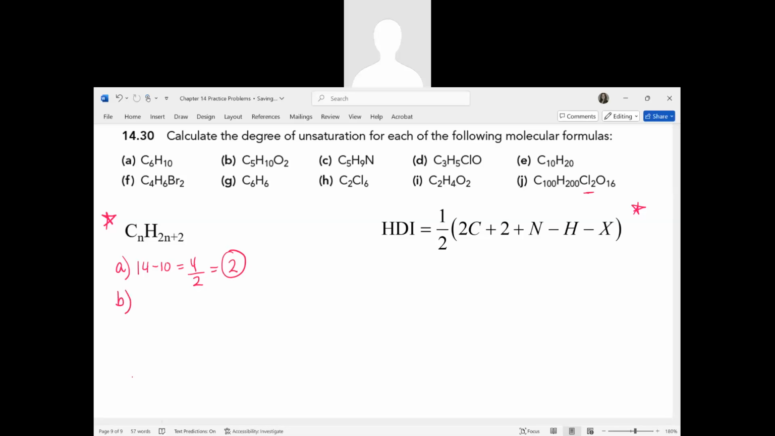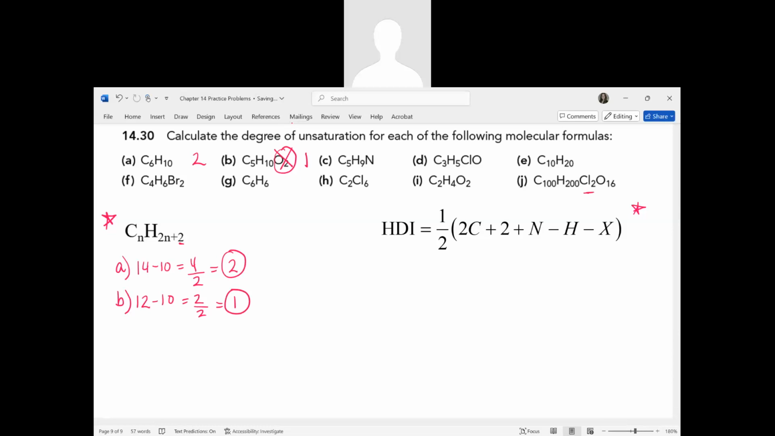We can do something similar. We have oxygen now, but if you recall, oxygen will not affect the number of hydrogens in our compound. Therefore, it is just ignored when we do our determination. So for compound B, we would do 2 times 5 plus 2, so we should have 12 hydrogens. We see that there are 10 hydrogens, 2 are left, and so we have 1 degree of unsaturation.